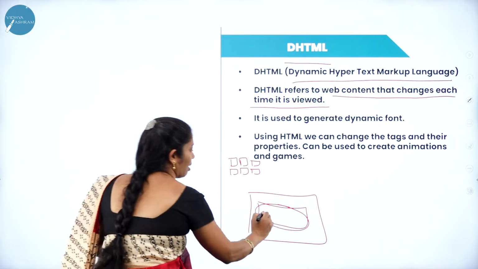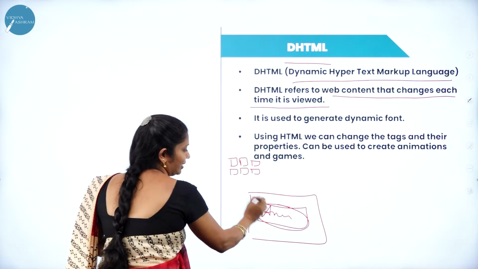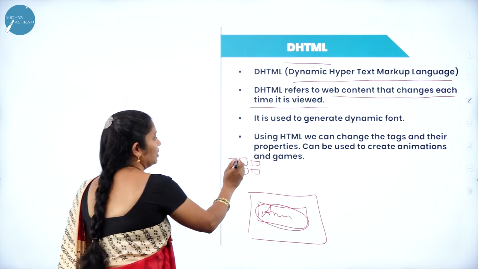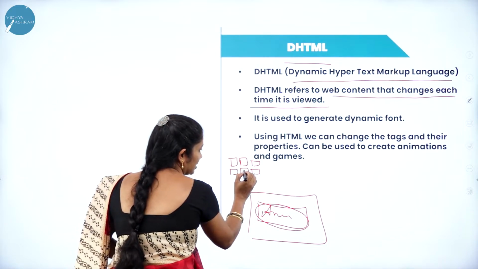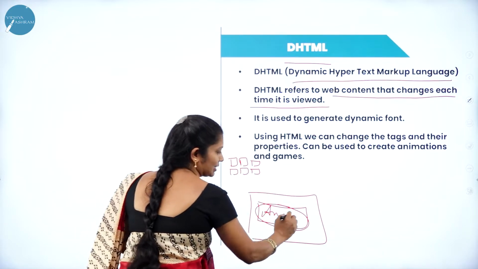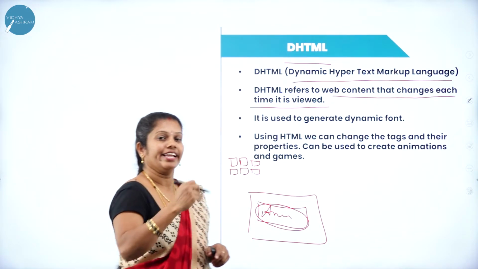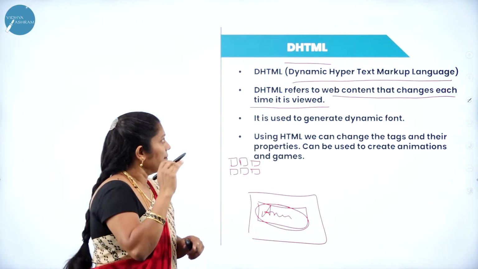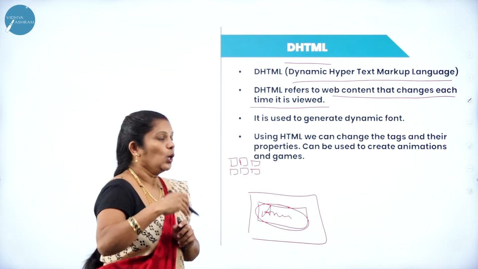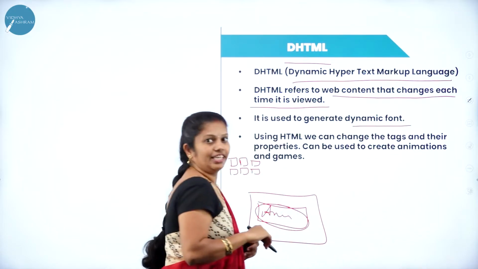For example, here I have the text Anu. When I move the cursor on red color, it will change to red. When I move the cursor to green, the green color will appear. When I move the cursor to black, the text color will change to black. Automatically and dynamically, I can perform different font changes here. It is used to change the font dynamically.